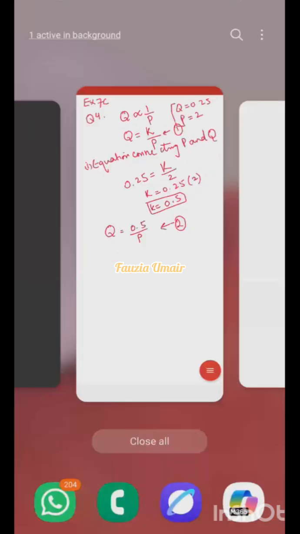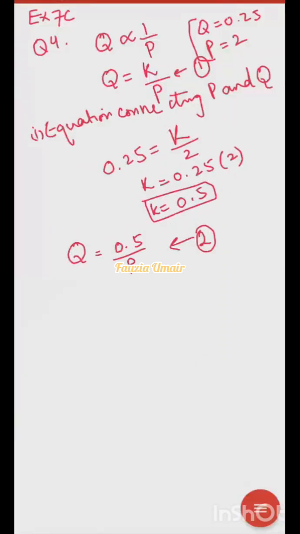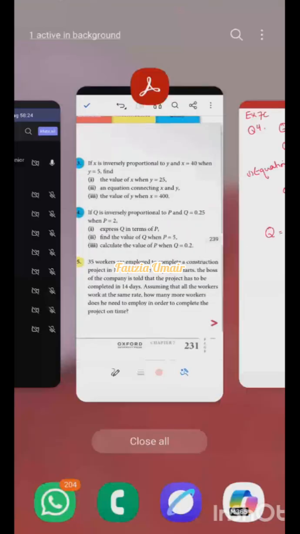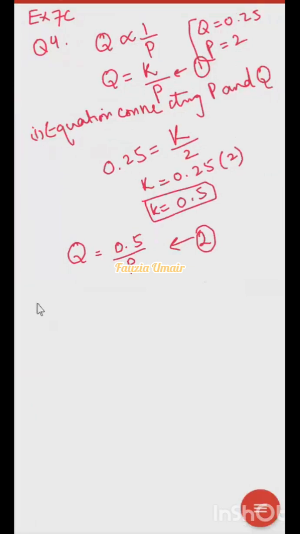So the question is, find q when p is 5. Okay, the second part is find q when p is 5. So we will put this value of p in the equation. So q would be 0.5 divided by 5.